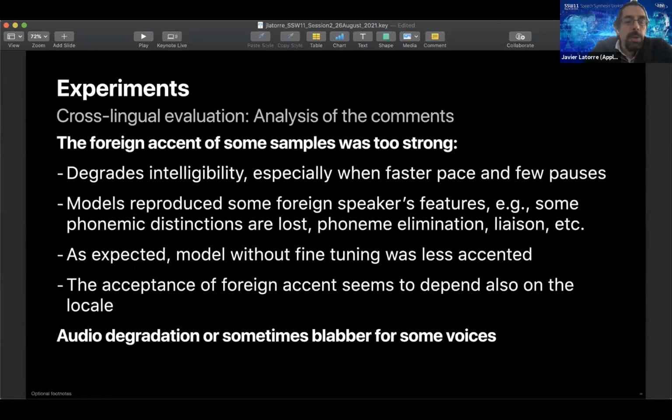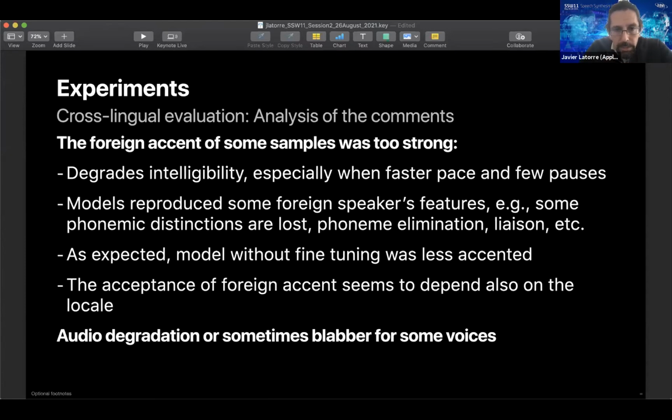And from the comments that we got, the main complaint was the foreign accent that was too strong, because it decreased intelligibility in some cases. The models tend to reproduce some of the stereotypical features of foreign speakers sometimes, so phonemic distinctions that are lost, or sometimes a phoneme is eliminated, like in the case of diphthongs. So only the first or the second bit of the diphthong was used sometimes. Or sometimes even a new phoneme was introduced. So one of the French voices, for example, in a Spanish sentence, de animales, introduced a liaison and pronounced it as des animales, introducing an S in the middle.